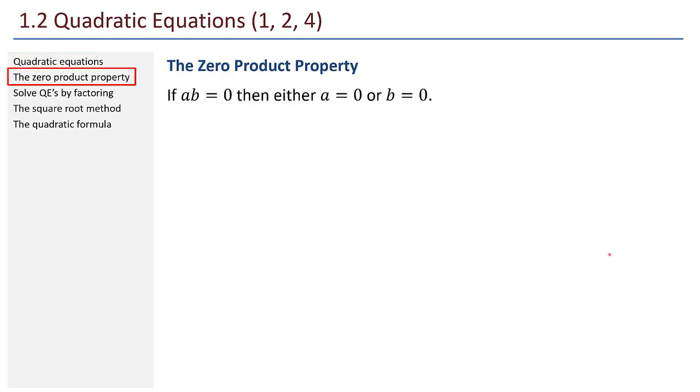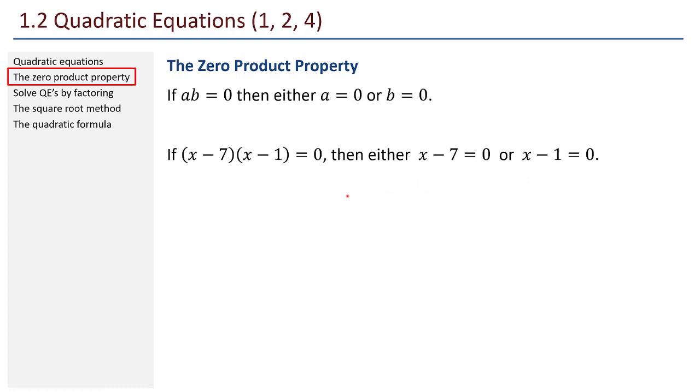First, we need to know something called the zero product property. And this says if I have two numbers, a and b, if the product of two numbers is 0, then either a equals 0 or b equals 0, right? Can you imagine taking two non-zero numbers and multiplying them together and getting 0? No, you can't. That's ridiculous. The only way you can multiply two numbers together and get 0 is if one of those numbers is actually 0.